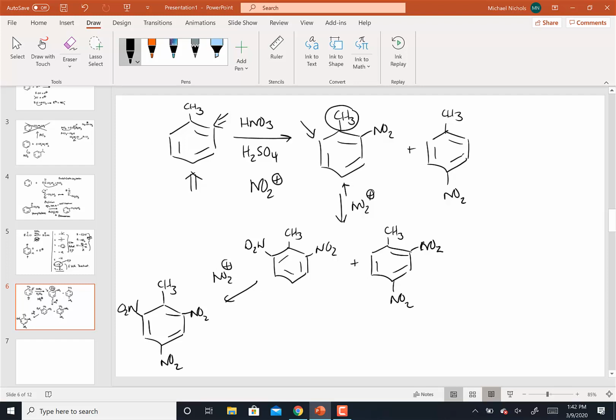So the idea here is that the highest group on the chart is going to do the direction. And if two groups have the same priority and they point to different directions, then you're just going to sequentially add the group to those two different positions.